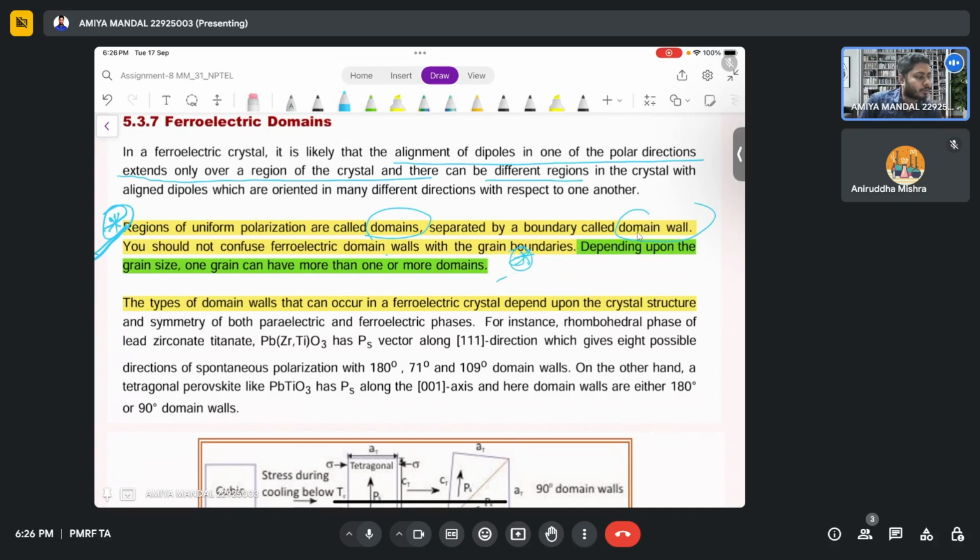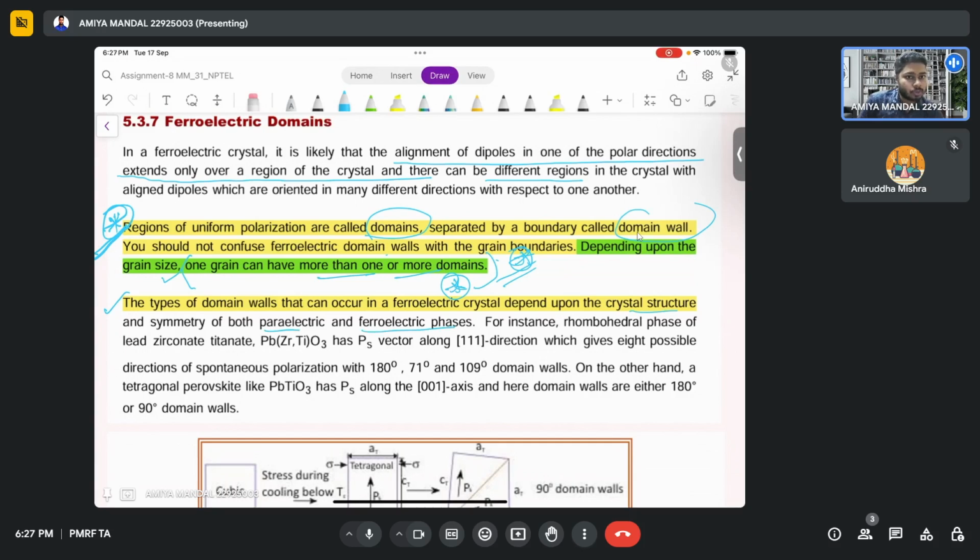This is a very important point. Depending upon the grain size, one grain can have one or more domains. Okay, so this is a very important concept to remember. And the next is the type of domain walls that can occur in a ferroelectric crystal depend upon the crystal structure and symmetry of both the paraelectric and ferroelectric phases.